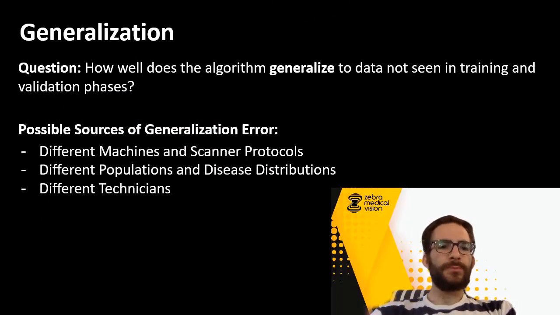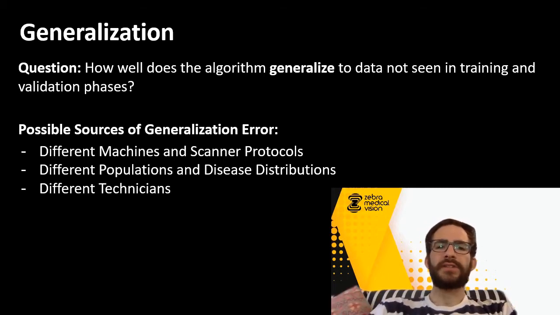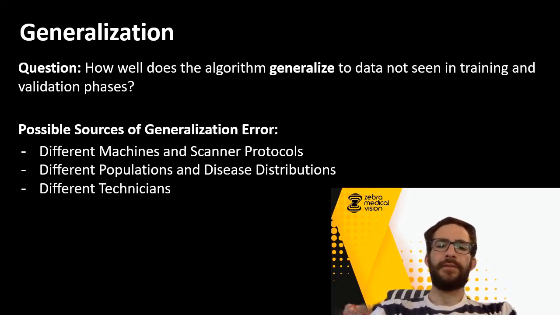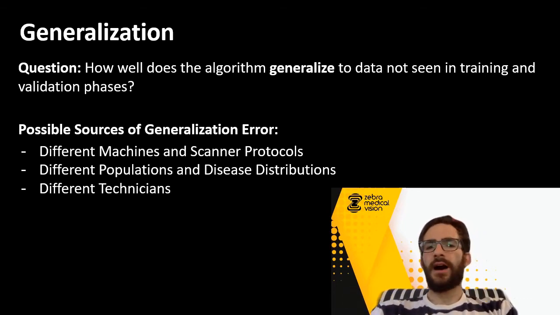Okay, so that's the super quick overview of what intracranial hemorrhage is, and now a quick overview of what the issue of generalization is. The question here is, how well does the algorithm generalize to data not seen in training and validation phases? The setup here is that we at Zebra have our own training data and our validation and testing data to understand the algorithm's performance. But at the end of the day, the important thing isn't how well the algorithm performs in-house, it's how well it performs on new institutions in new settings not seen in training and validation.